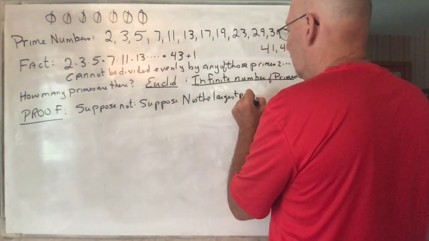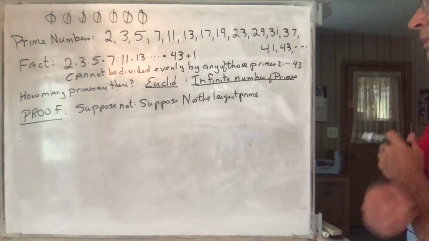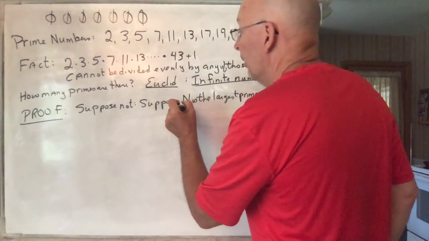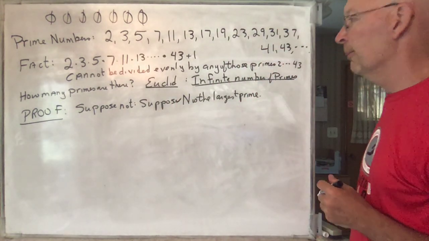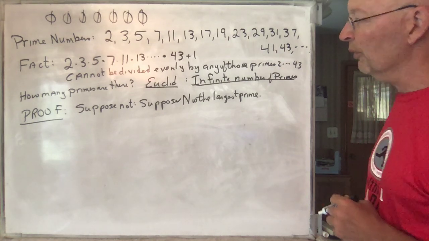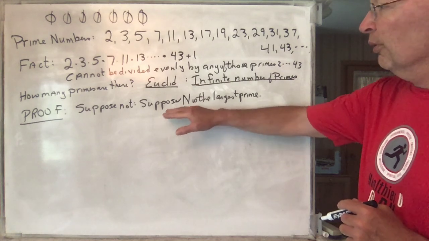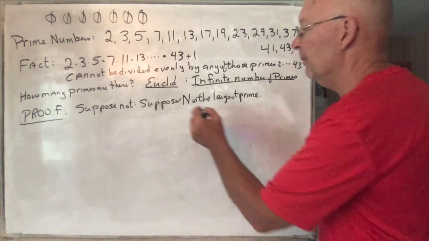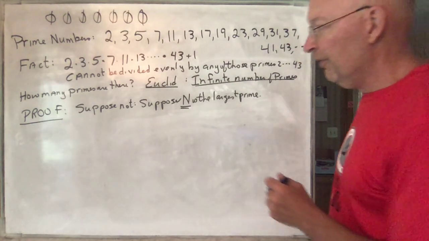Okay? Kind of like what a lawyer might do in court. Say, I'm going to prove that you were there on the night of the murder. Because suppose you weren't there. If you weren't there, then da-da-da-da-da-da. So we're going to do something similar. We're going to say, hey, suppose that there is a largest prime, and we're going to call it n. Okay? Just suppose.